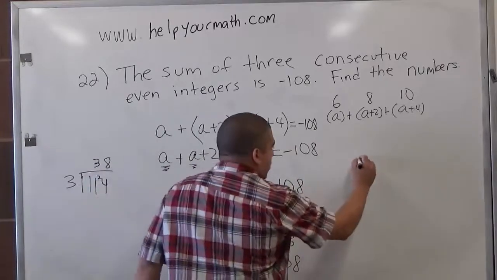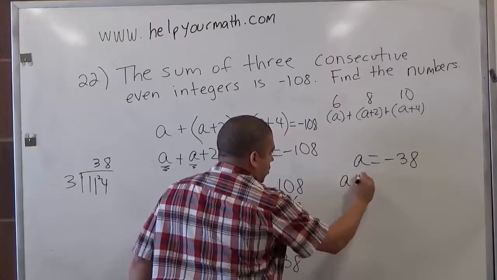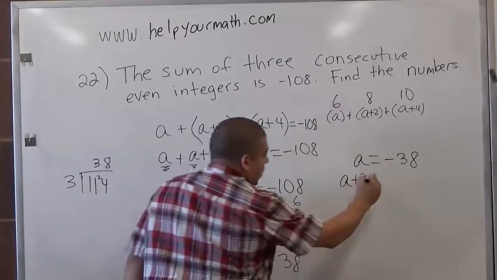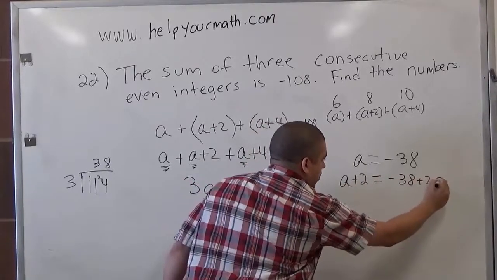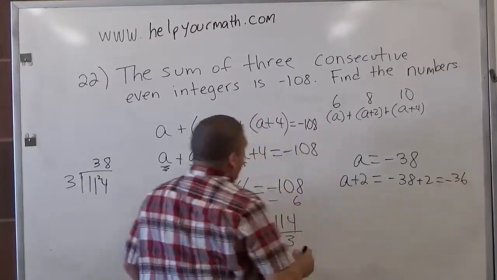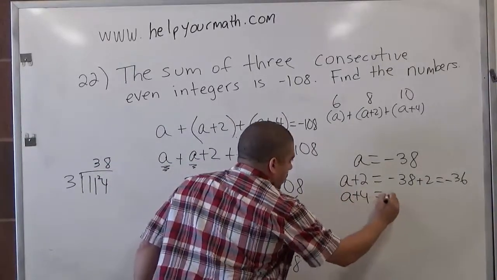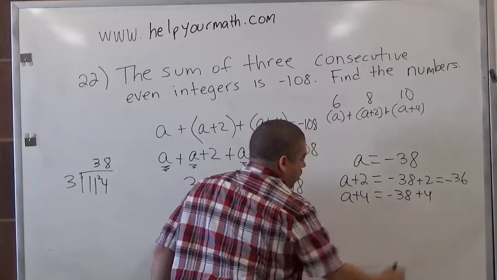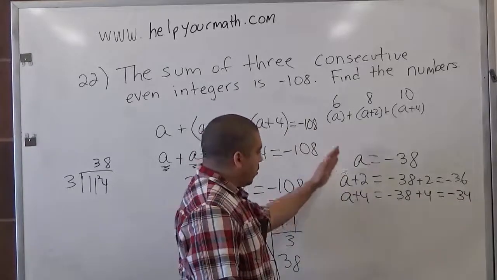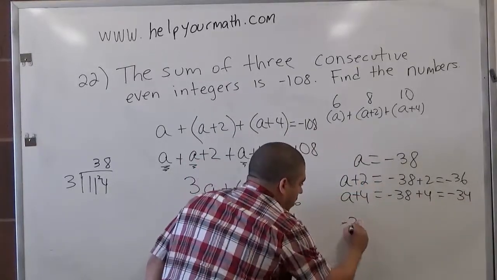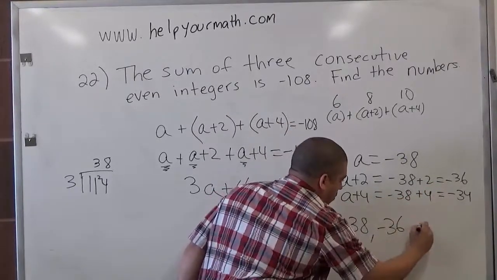So A is negative 38, and now we want A plus 2, which is the second even integer. So that's negative 38 plus 2, which is equal to negative 36. And then we want our last even integer, which is A plus 4, which is negative 38 plus 4, which is equal to negative 34. So now we have our three integers, which are negative 38, negative 36, and negative 34.